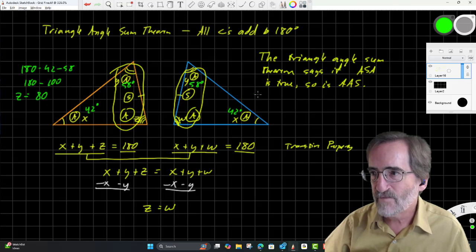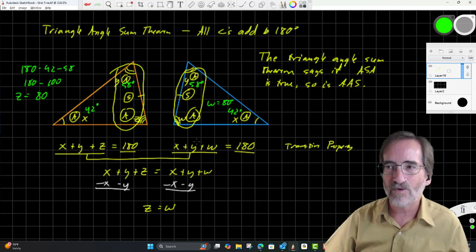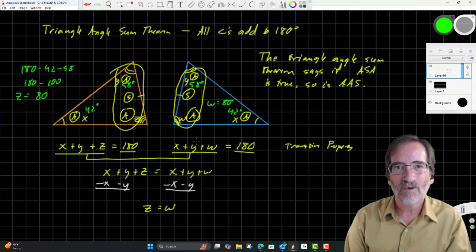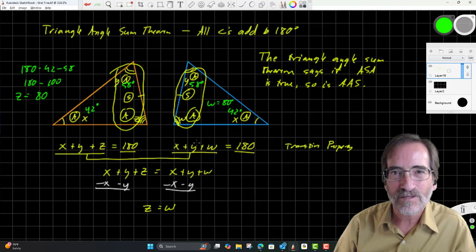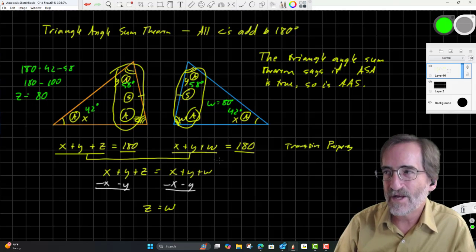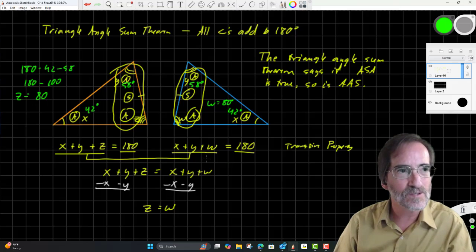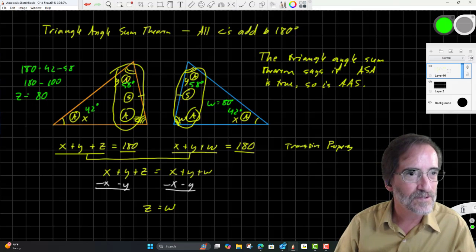And by the same arithmetic, angle W must be 80 degrees as well, because W plus 58 plus 42 also equals 180. So it works even when you substitute numbers. So angle side angle is logically the same as angle angle side, because if you know two angles, you know the third pair of angles are also congruent.